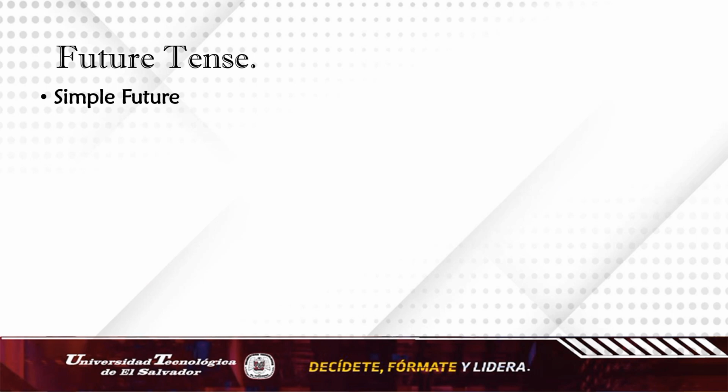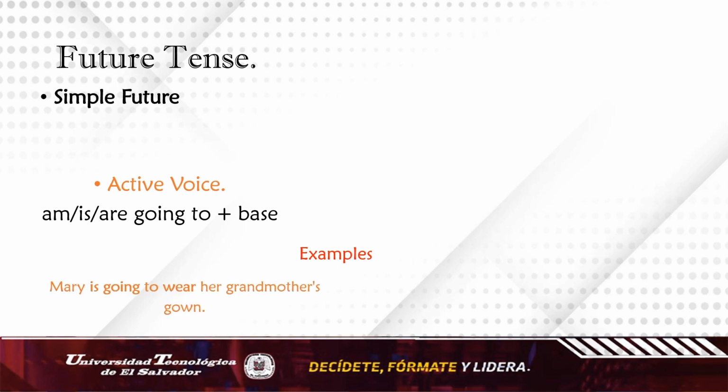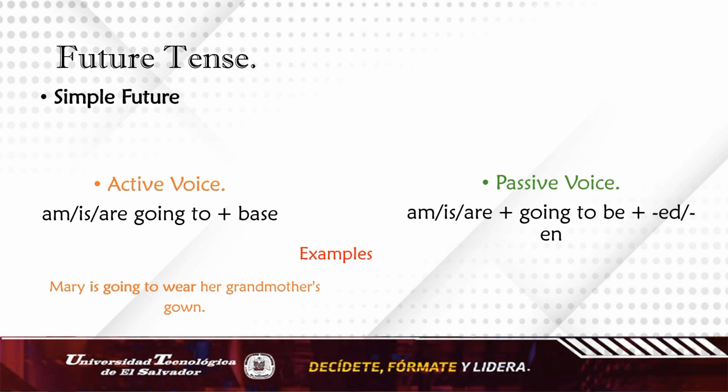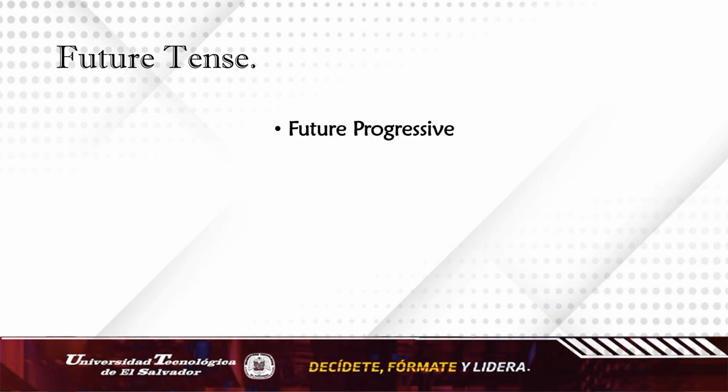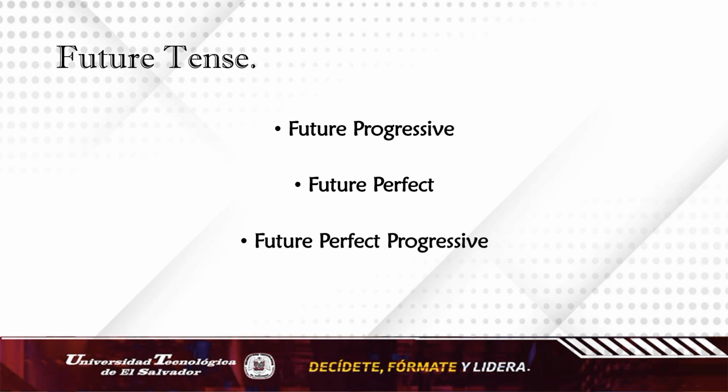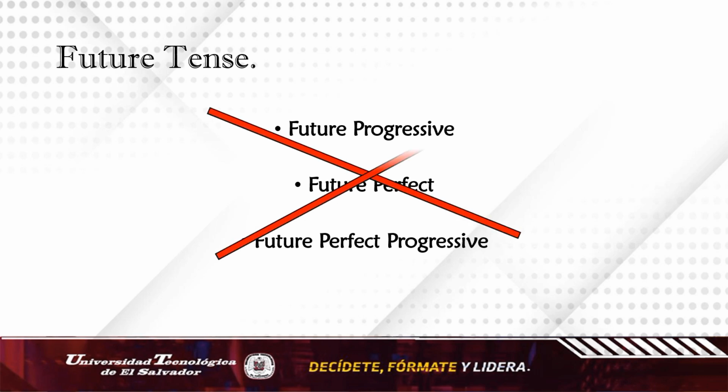Or also the active structure could be am, is, are going to plus base form of the verb. For example, Mary is going to wear her grandmother's gown. And in the case of passive, it could be am, is, are going to be plus -ed, -en. For example, the gown is going to be adjusted to fit Mary. Now in the tenses future progressive, future perfect and future perfect progressive, the passive voice is not used.